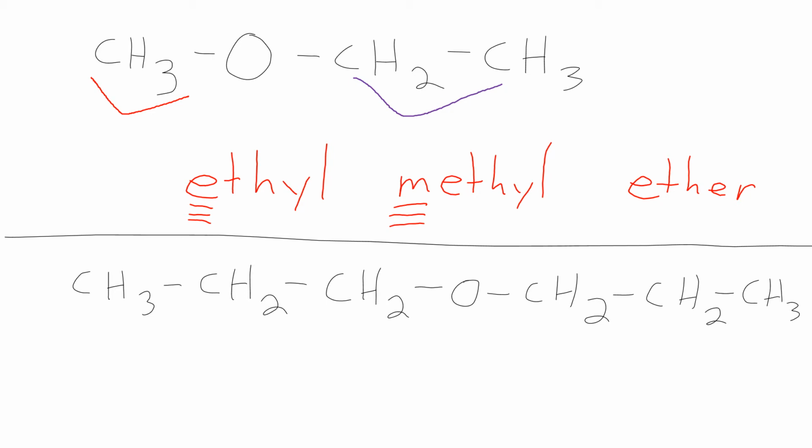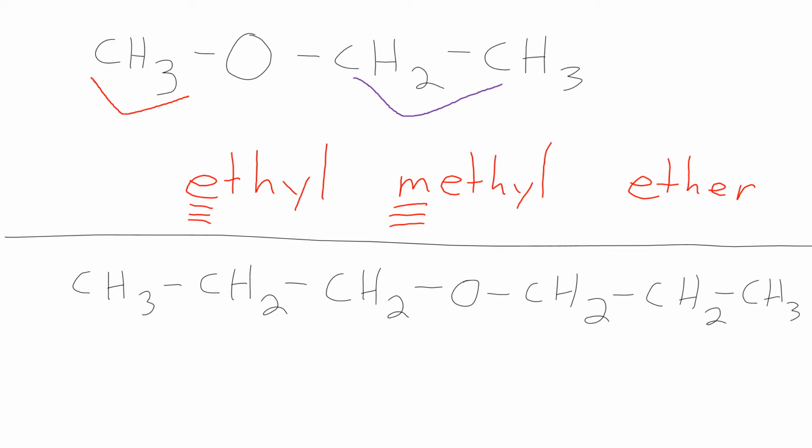Notice we have a very different naming system here compared to the other ones. You're not seeing numbers get used, and that's because these ethers get named differently because you have that disruption in the carbon chain. You're essentially just naming the things coming off the oxygen as if they were branches.